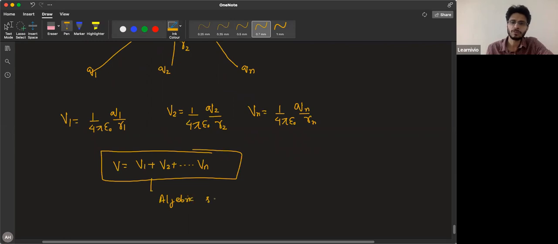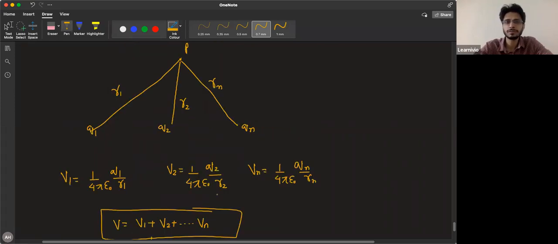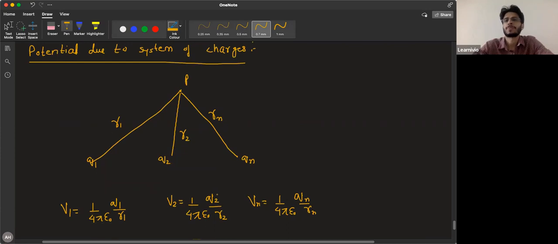When you do the same thing for field, the sum is a vector sum. That principle is known as the superposition principle. But for potential, just calculate potential due to each individual charge and add them up algebraically. Note it down. That's why I'm saying that potential is easier than field. There's no need for vector addition, just add them up algebraically.